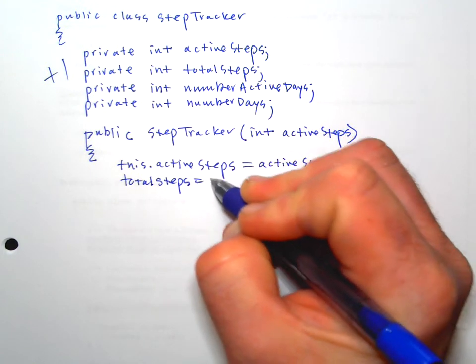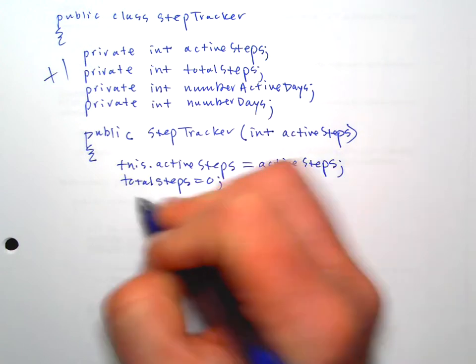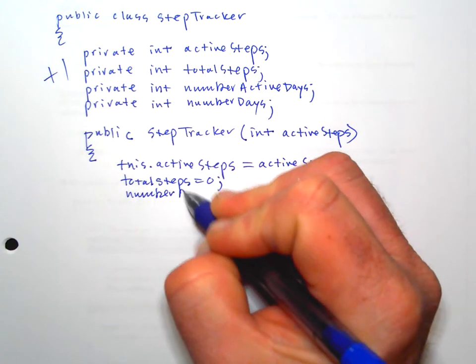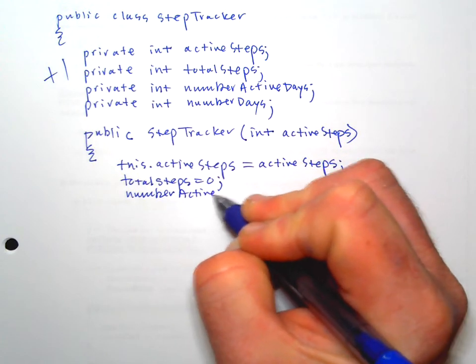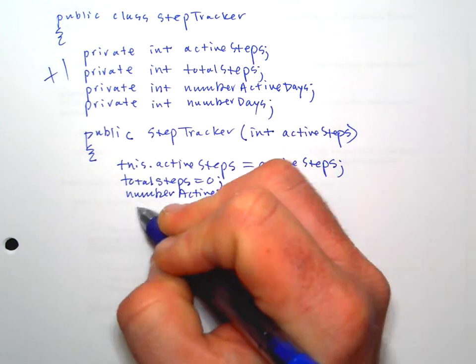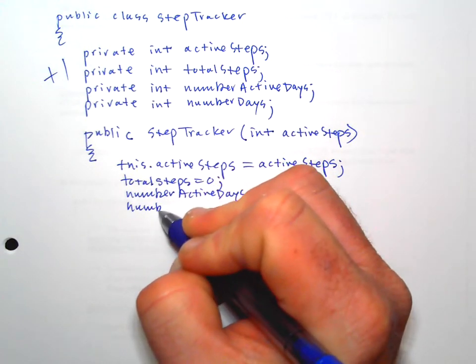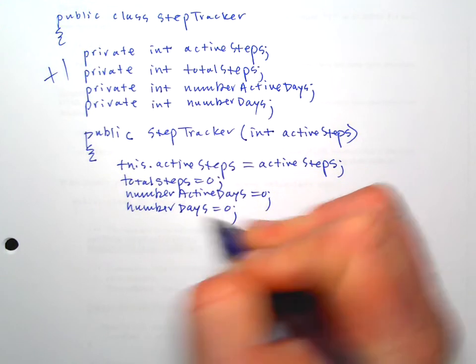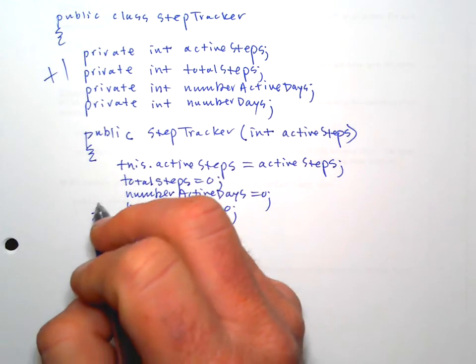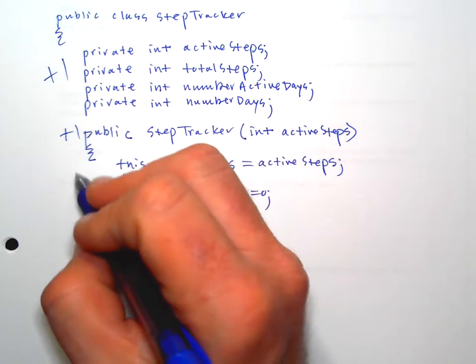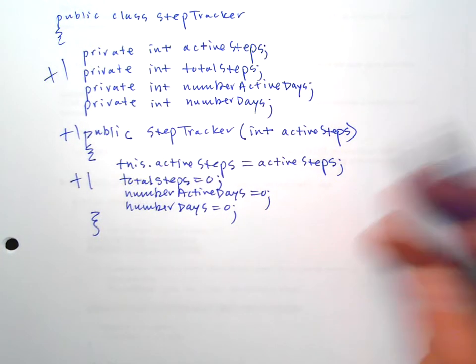Total steps equals 0, right? Number active days equals 0. Number days equals 0. You need to initialize them all. So points here, you got a point for the header, easy points. You got a point for initializing private instance variables, which is kind of basic.